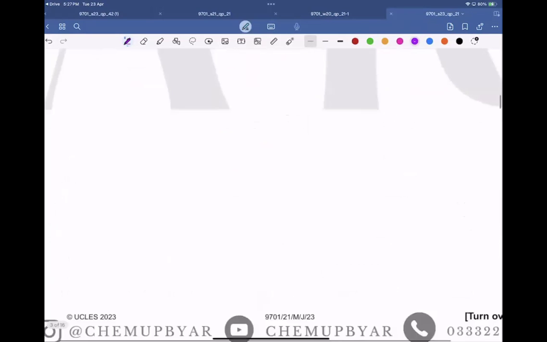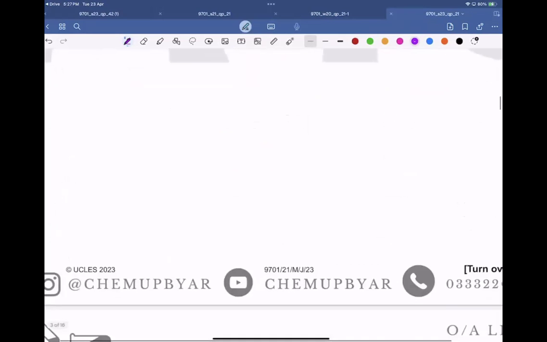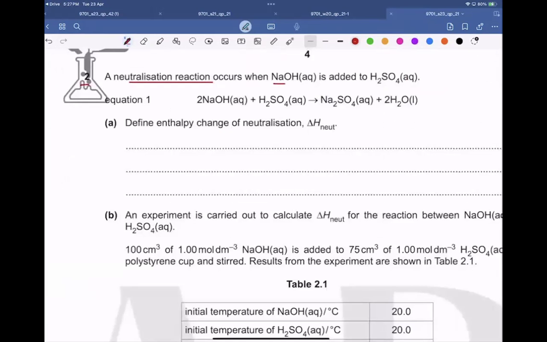Now, question number 2. A neutralization reaction occurs between aqueous sodium hydroxide and sulfuric acid. Equation 1. See, sodium hydroxide is reacting with sulfuric acid to form salt and water. Define the enthalpy change of neutralization.